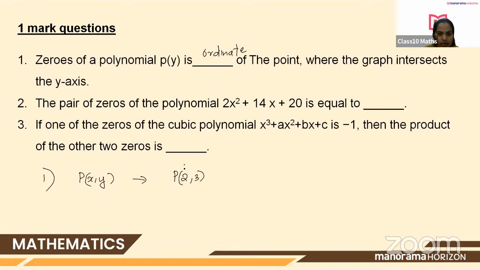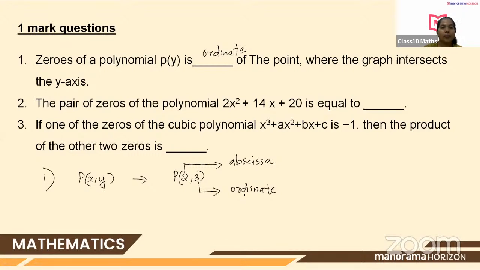For this, the number on the x-axis is the abscissa, and the coordinate on the y-axis is the ordinate. Okay. So these are abscissa and ordinate. So here zeros of a polynomial P of y is the ordinate of the point where the graph intersects the y-axis. Okay.